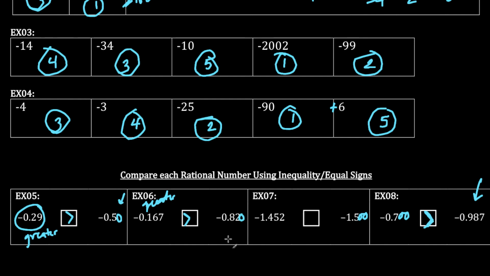But you should always ask yourself, what's the bigger negative? Let me write that part a little nicer. Which one is the bigger negative? Because that one, the bigger negative, is actually less, which means the other number is actually more. All right. Good luck. Thank you.